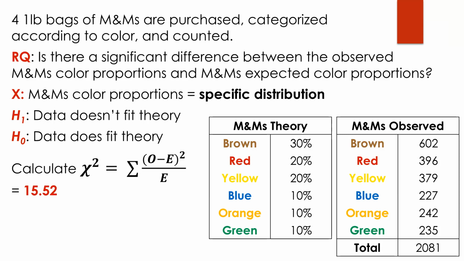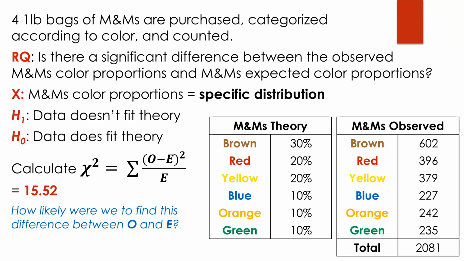Now remember, what we're looking for here is how likely were we to find this difference between O and E, right? This could have been likely for us to find, assuming the null is true, assuming there's no difference between observed and expected.